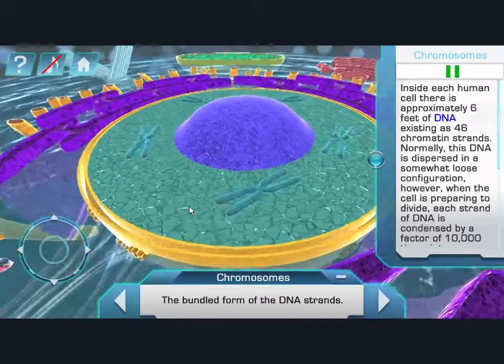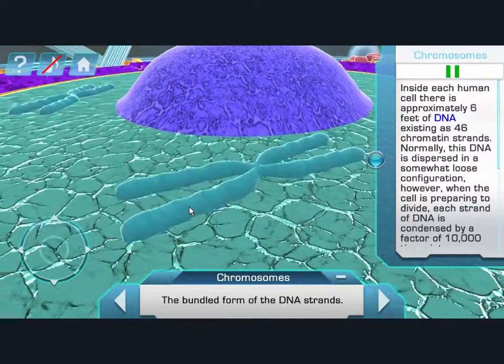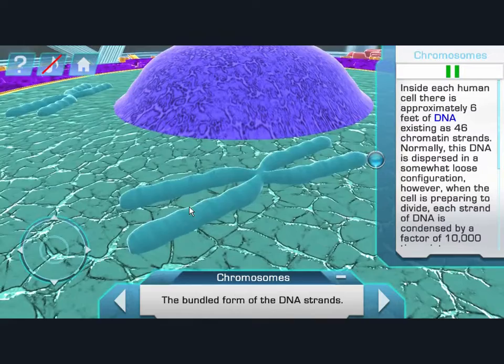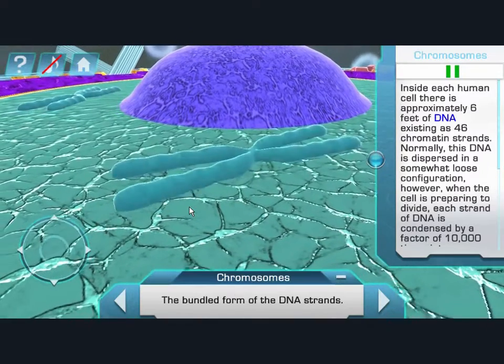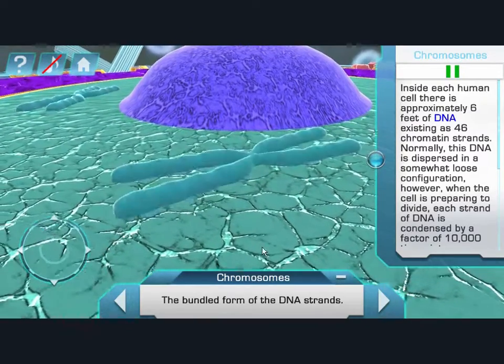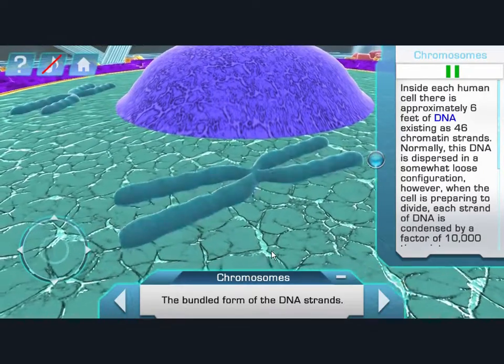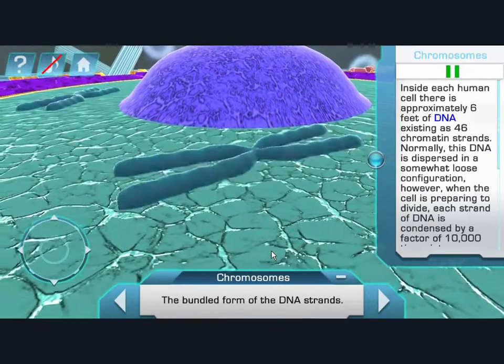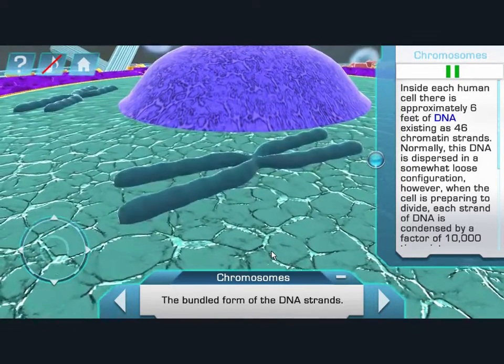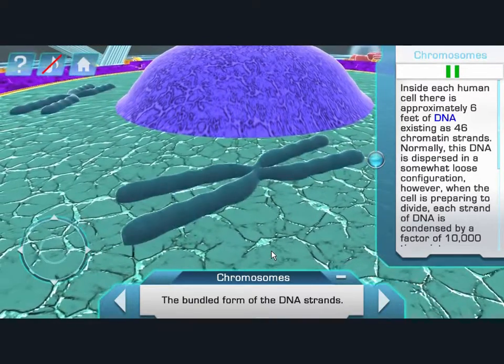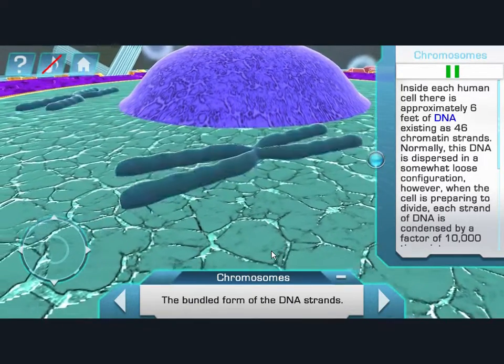Inside each human cell, there is approximately 6 feet of DNA existing as 46 chromatin strands. Normally, this DNA is dispersed in a somewhat loose configuration. However, when the cell is preparing to divide, each strand of DNA is condensed by a factor of 10,000 times into a structure called a chromosome. This folding and repackaging serves to facilitate the process of cell division.